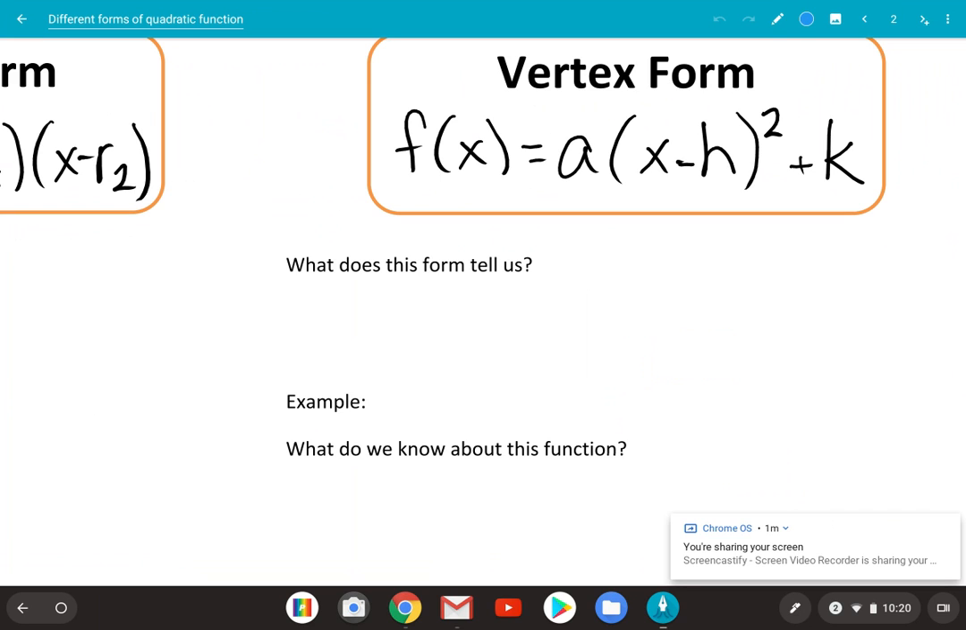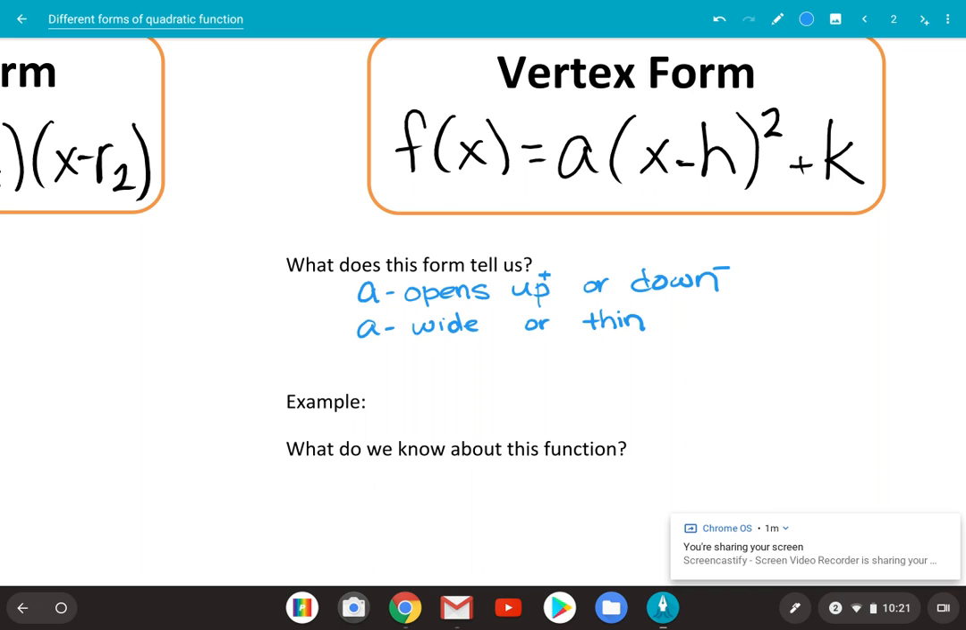Okay. So vertex form is going to be f of x or y equals a(x minus h) squared plus k. Now, this form tells us a few things. First thing, the a is going to tell us if it opens up or down. If the a is positive, it's going to open up. If it's negative, it's going to open down. It's also going to tell us if it's going to be wide or thin.